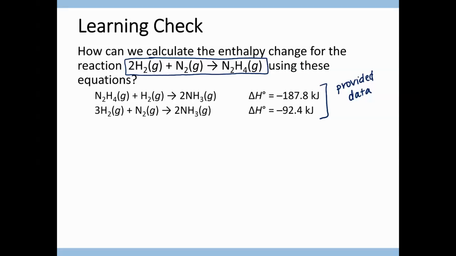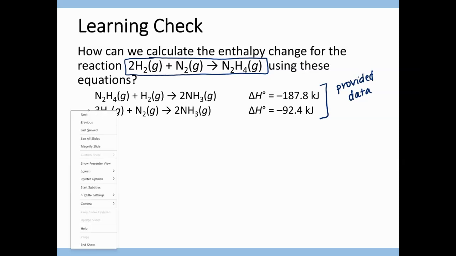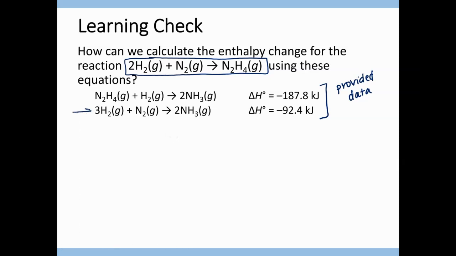enthalpy changes. So first, we have H2 and N2 gas as our reactants. Well, of our two reactions that are provided, the second one has H2 and N2 gas as reactants. So we'll use this one, and let's just rewrite it, keeping coefficients as is provided in the reaction. And then we'll state the change in enthalpy of that reaction, which is negative 92.4 kilojoules.